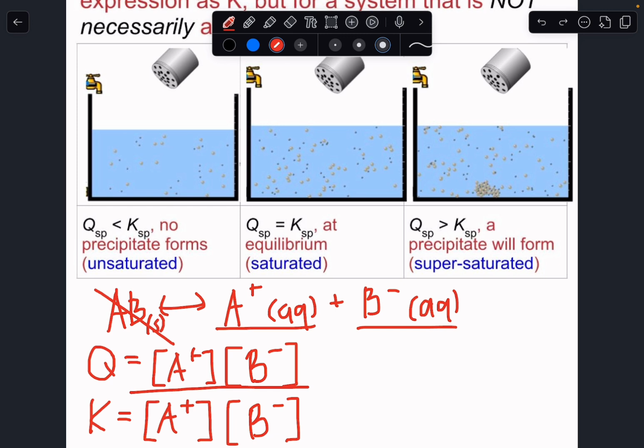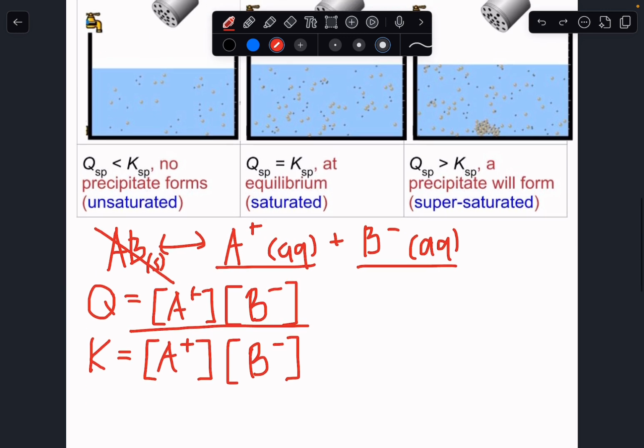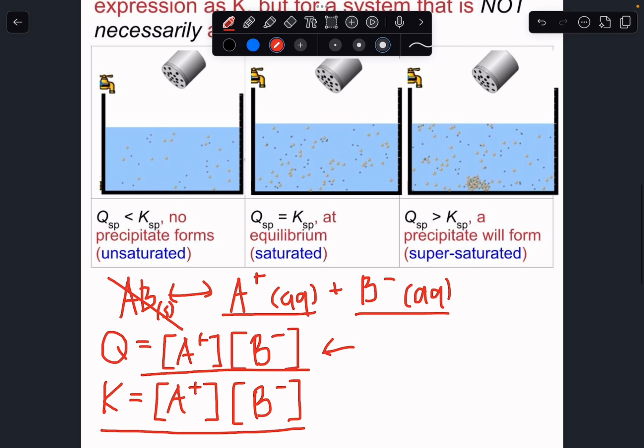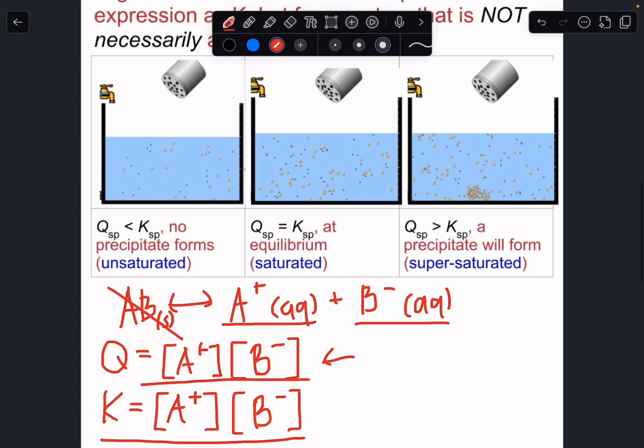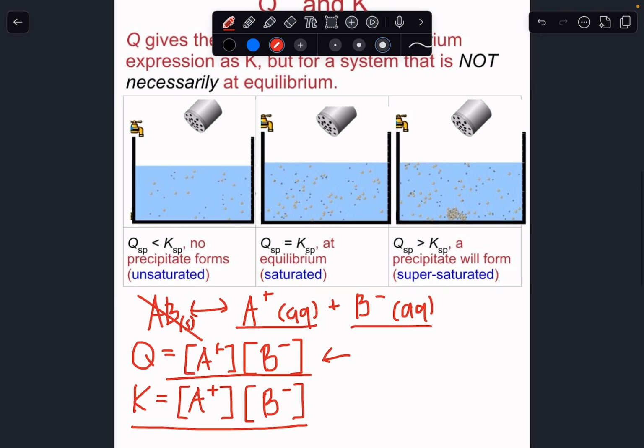But if your Qsp equals your Ksp, then your system is at equilibrium and your solution is perfectly saturated. And if Qsp is more than Ksp, which means your concentrations are higher than they would be at equilibrium for this expression, a precipitate would form because you have too much salt for your solution to handle, and that means your solution becomes supersaturated.